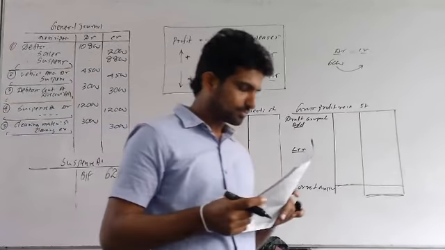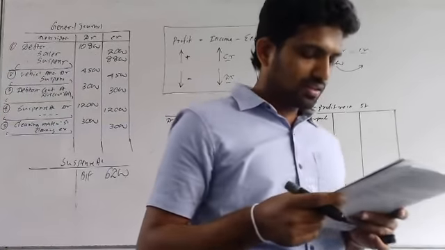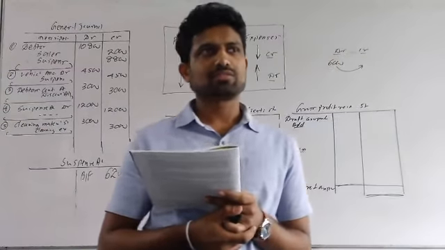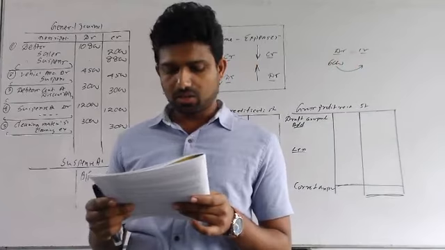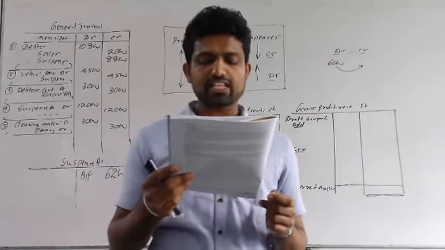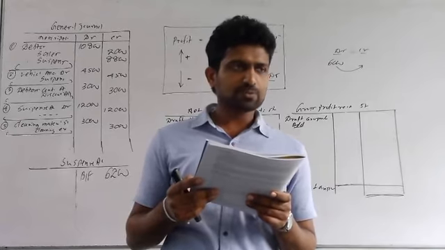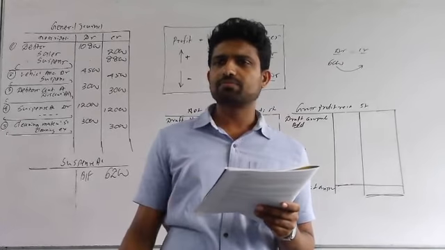Next, recovery of bad debts. Two days ago I discussed. Recovery of bad debt 7,500 has been debited to cash account. It's correct. Credited to suspense. No. That should be credited to where?